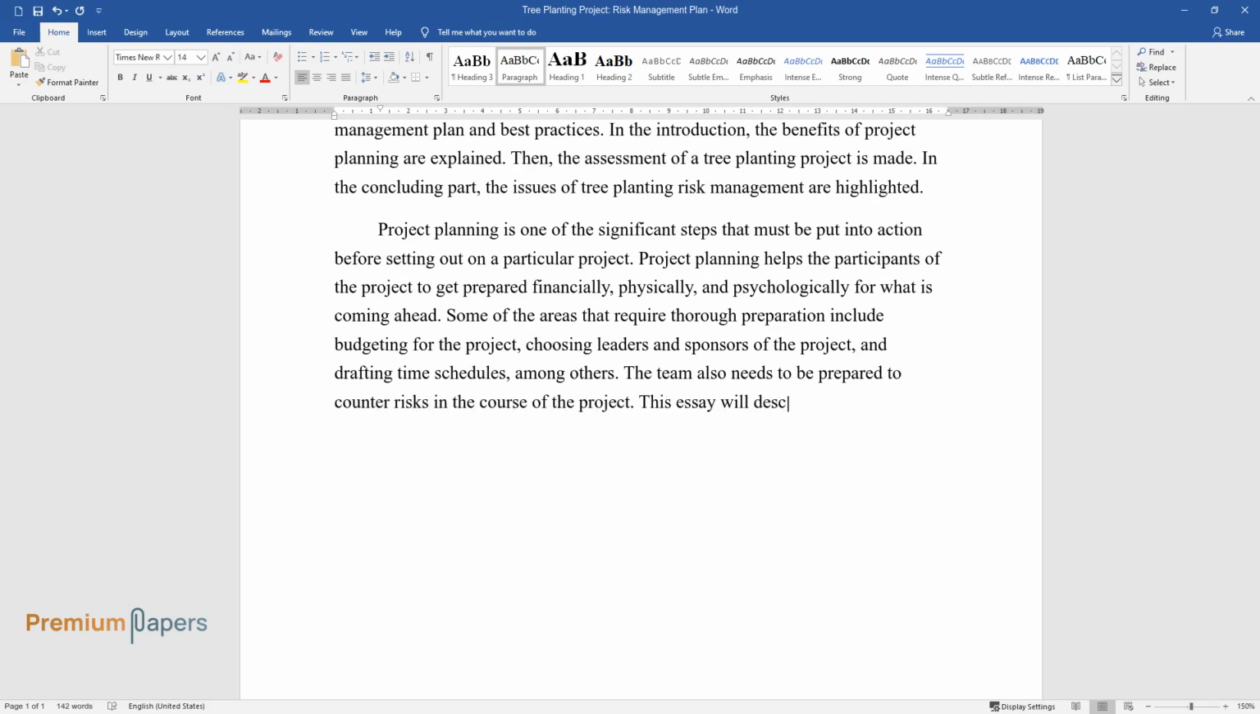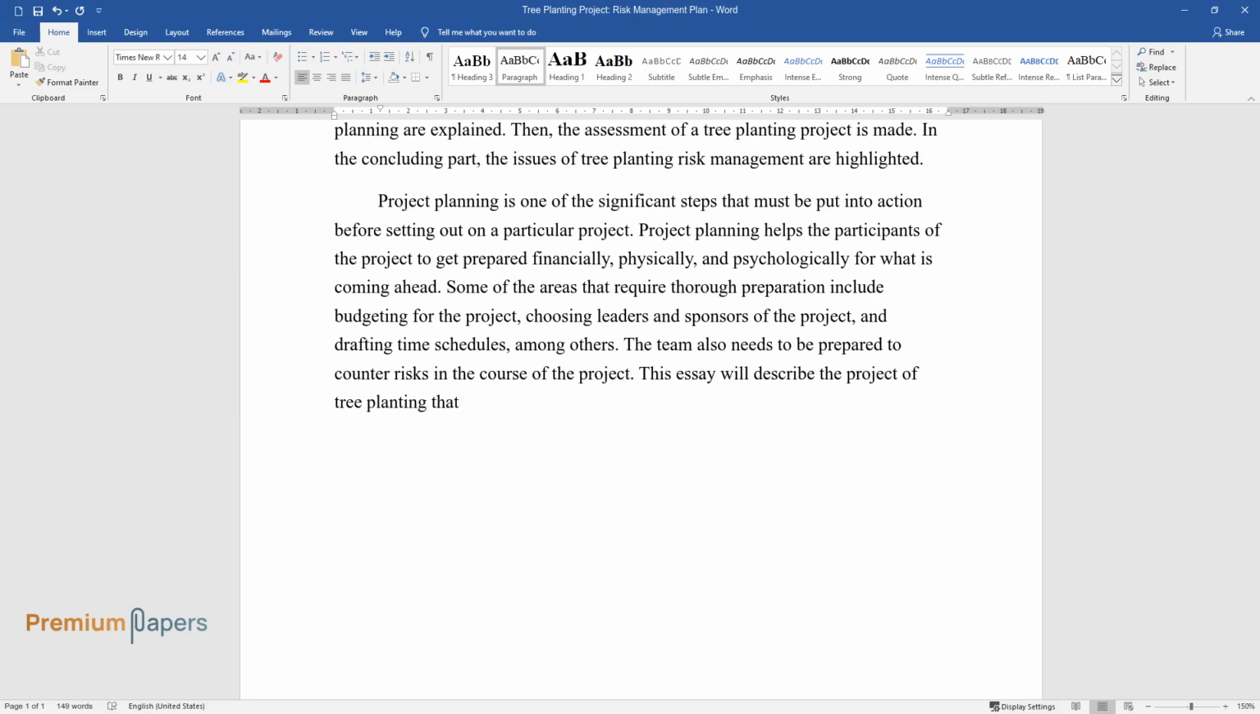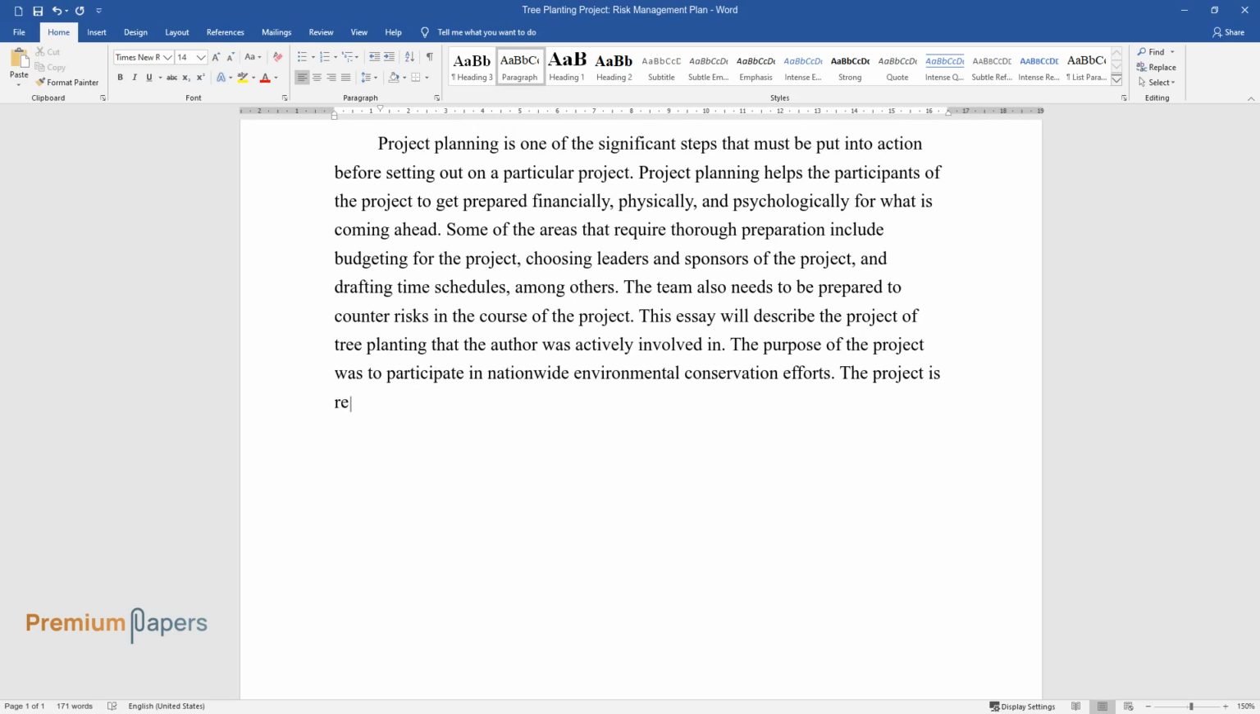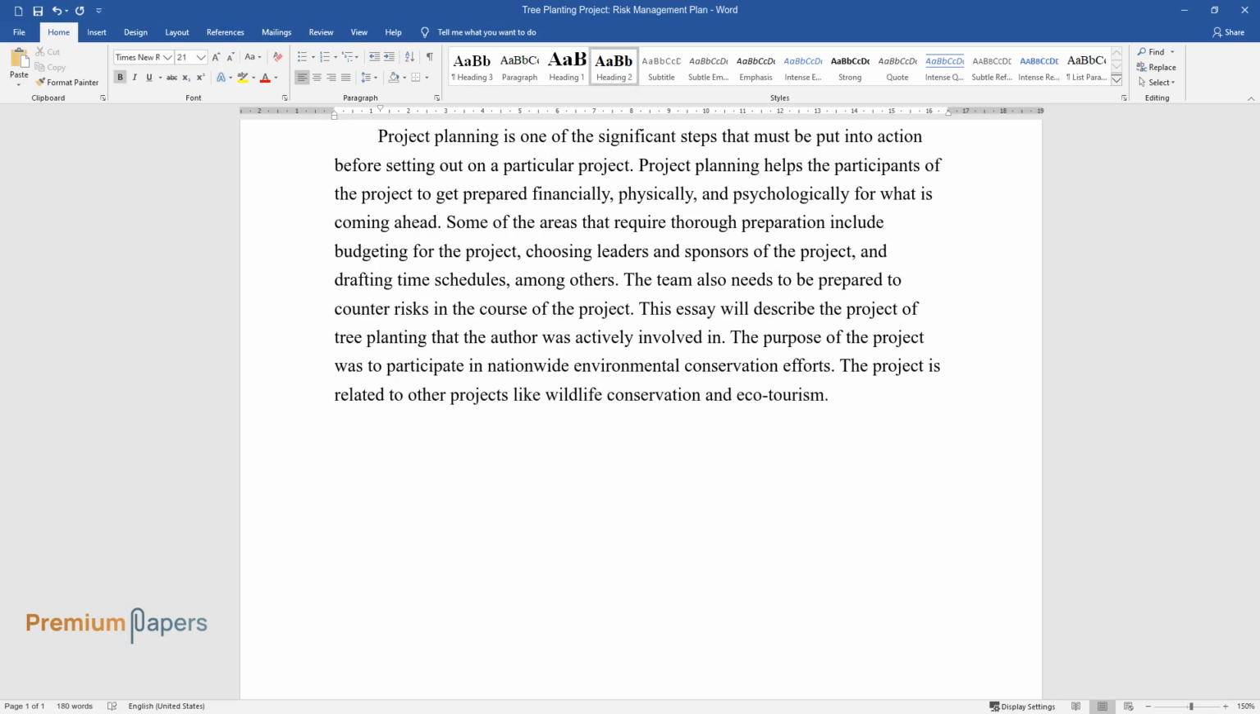This essay will describe the project of tree planting that the author was actively involved in. The purpose of the project was to participate in nationwide environmental conservation efforts. The project is related to other projects like wildlife conservation and ecotourism.